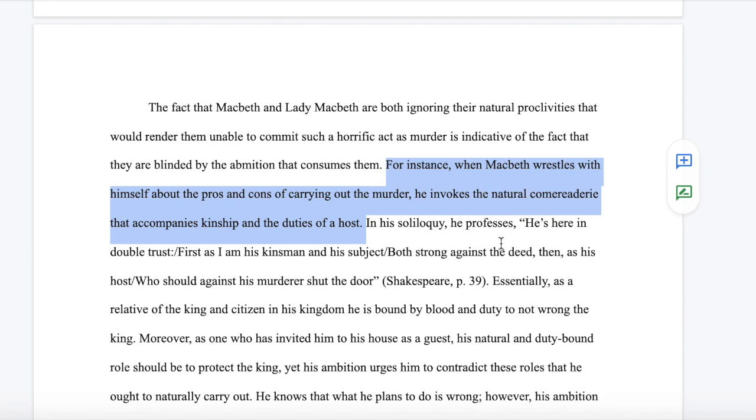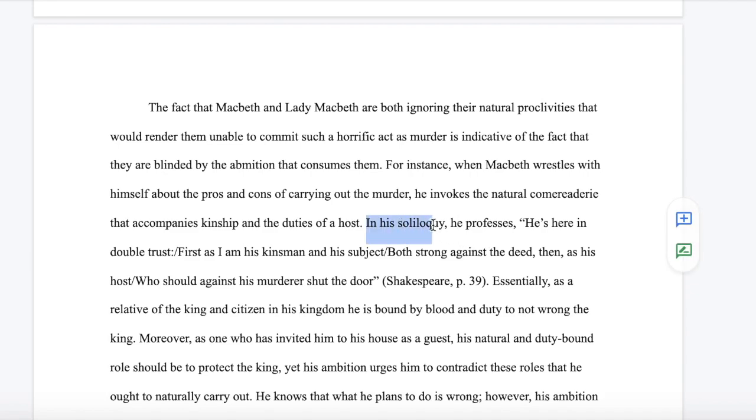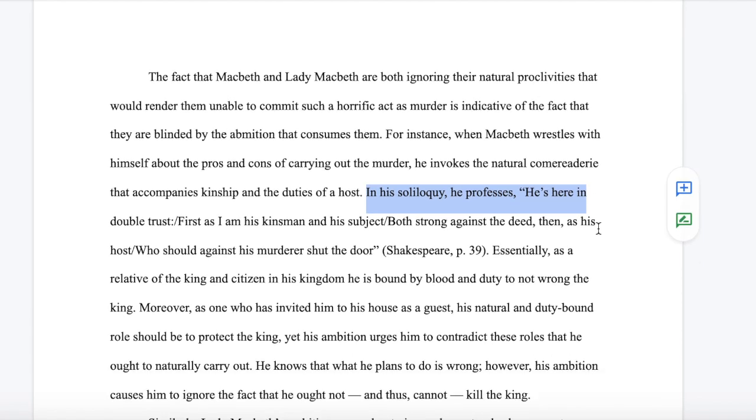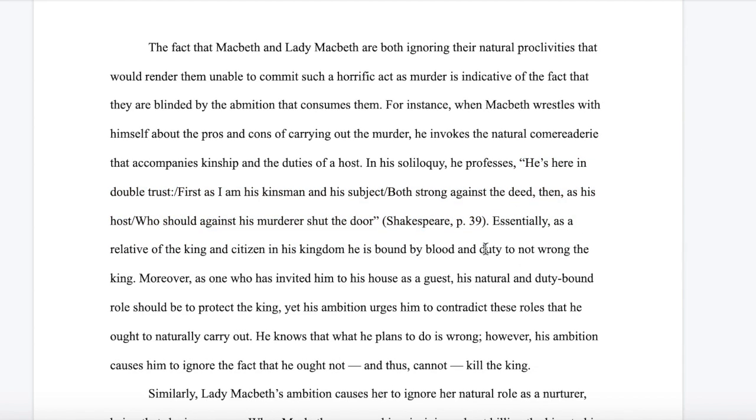I then go on to bring up the text support. I say in his soliloquy, which is a speech that he gives by himself, he professes, meaning he states, and then I have the quote, he's here in double trust, first as I'm his kinsman and his subject, both strong against the deed, and then as his host, who should against his murderer shut the door. So after this, I tell you what that quote means.